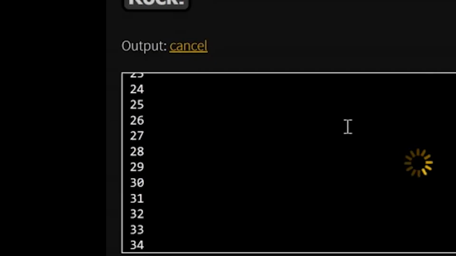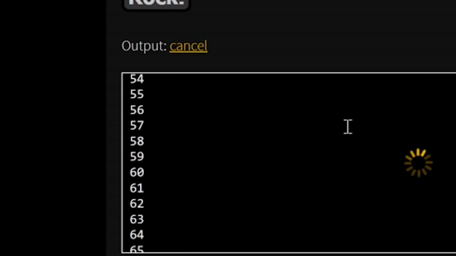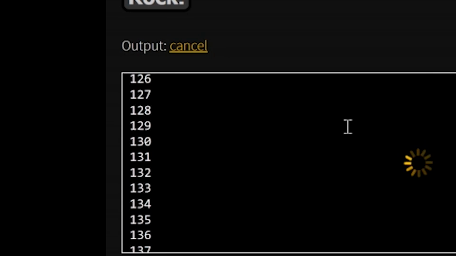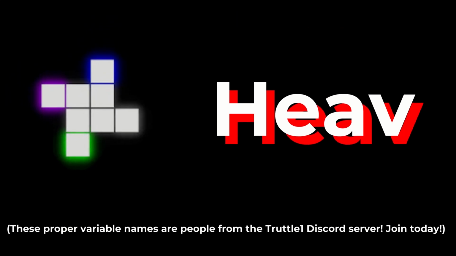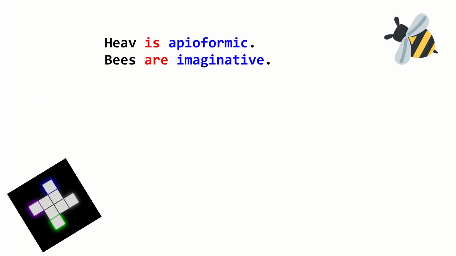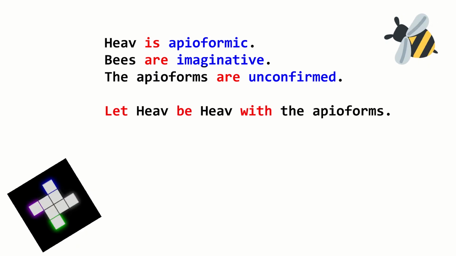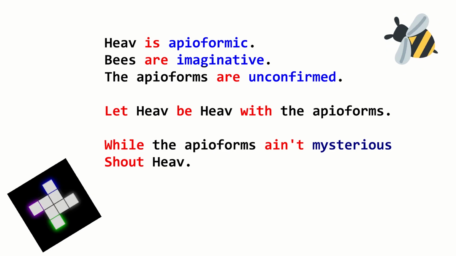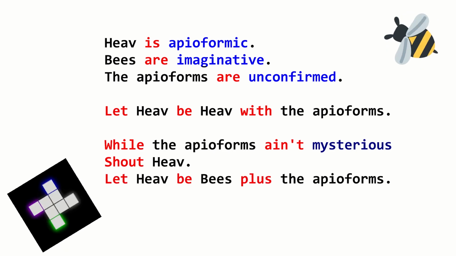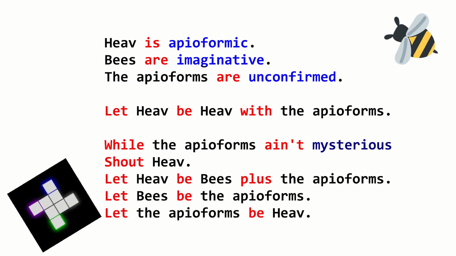Now, this program's kinda basic, so here's a more involved one that's similar, but prints something else. This time it's about Hev. Hev is apioformic. Bees are imaginative. The apioforms are unconfirmed. Let Hev be Hev with the apioforms. While the apioforms ain't mysterious, shout Hev. Let Hev be bees plus the apioforms. Let bees be the apioforms. Let the apioforms be Hev.